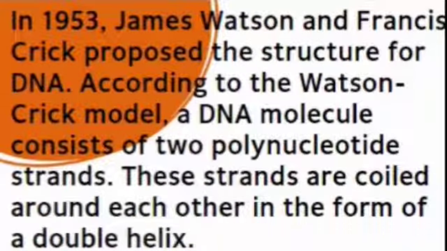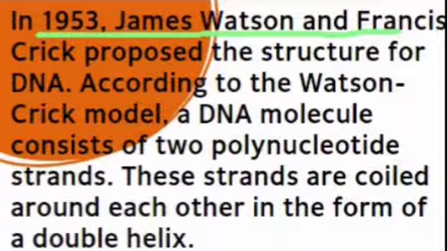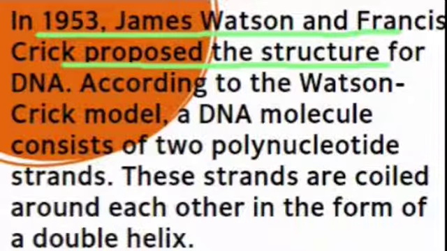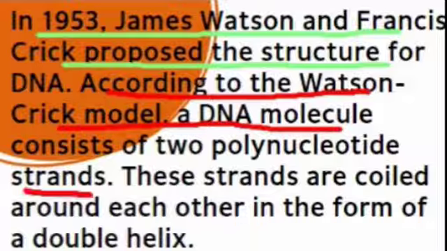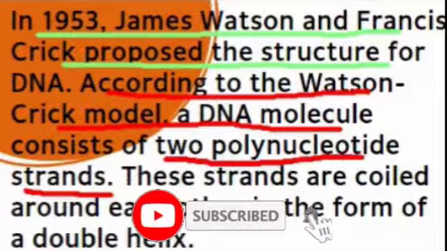In 1953, James Watson and Francis Crick proposed the structure for DNA. James Watson and Francis Crick both were colleagues and they discovered the structure for DNA while they were studying at a university. According to the Watson-Crick model, the DNA molecule consists of two polynucleotide strands.